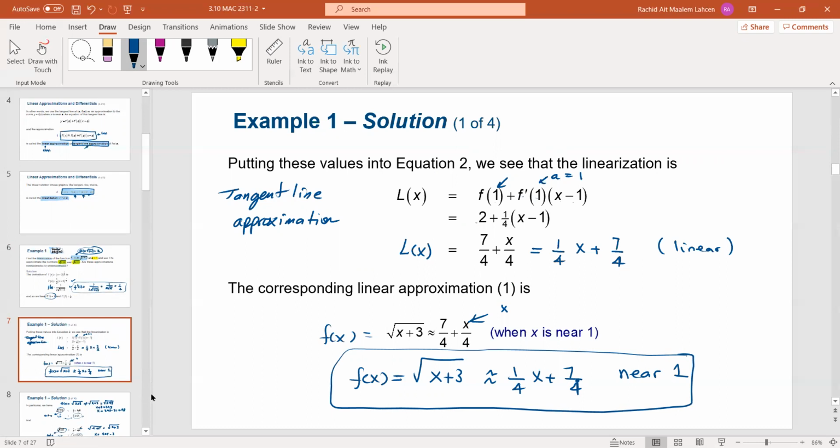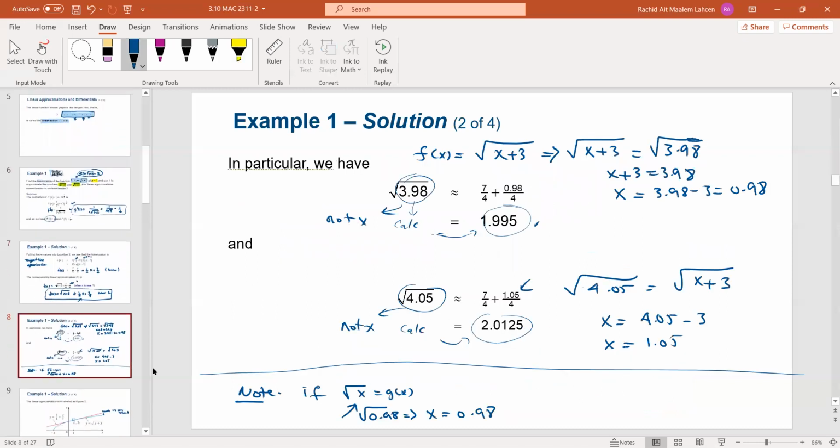Okay. Now, if we're asked for some other values, as long as it's near 1, we can use this thing. So now we're given this question. Find the square root of 3.98. So the tricky part here is 3.98.